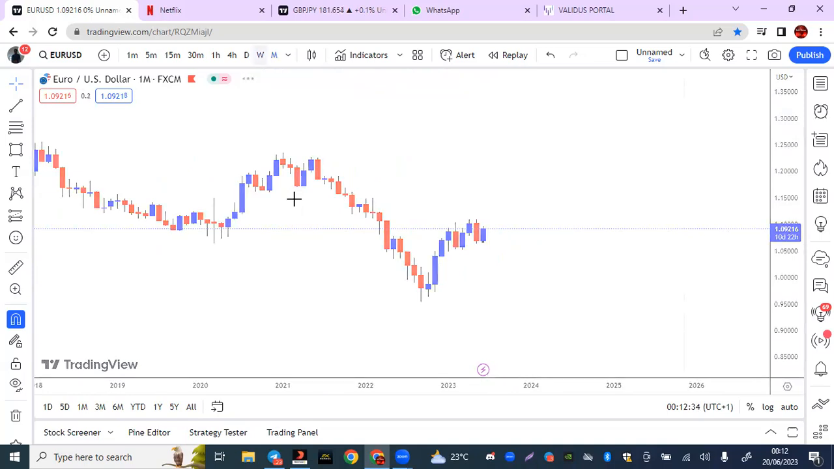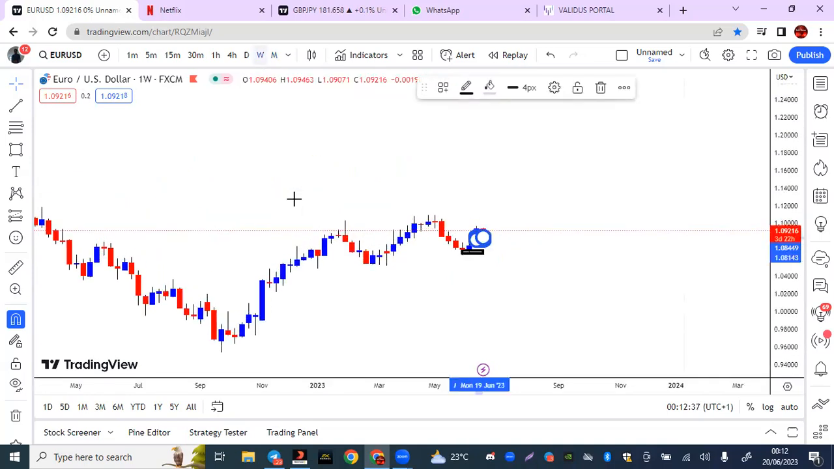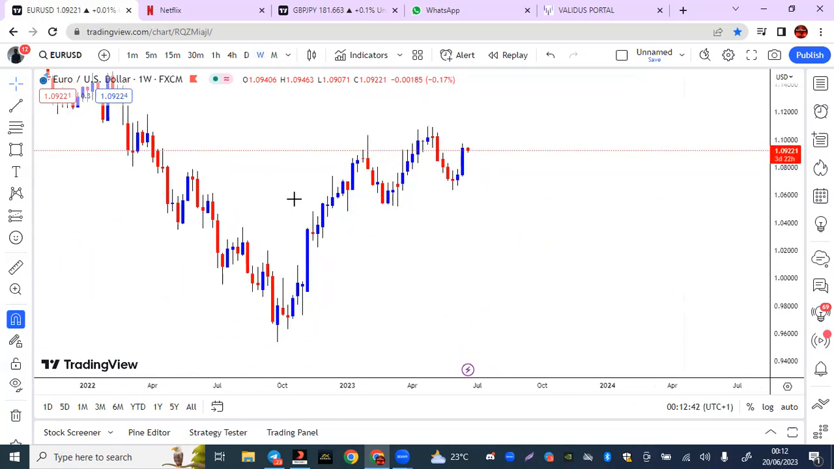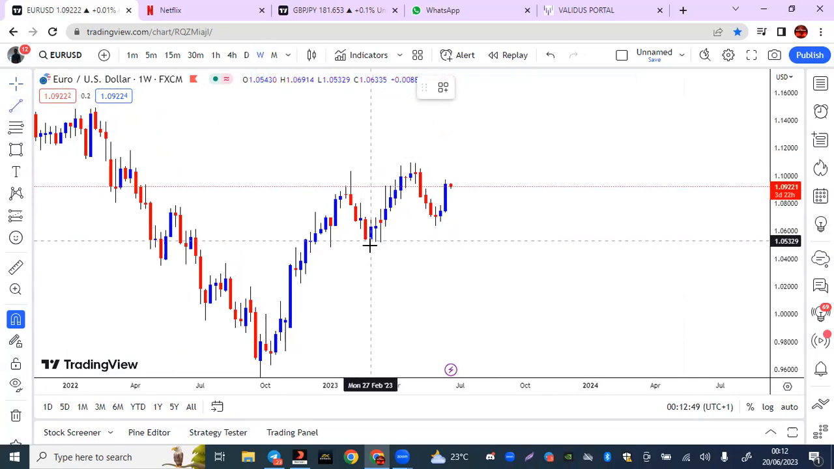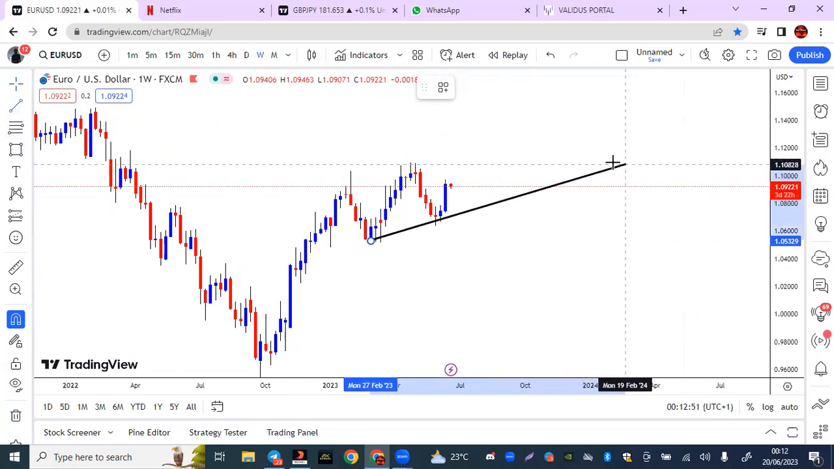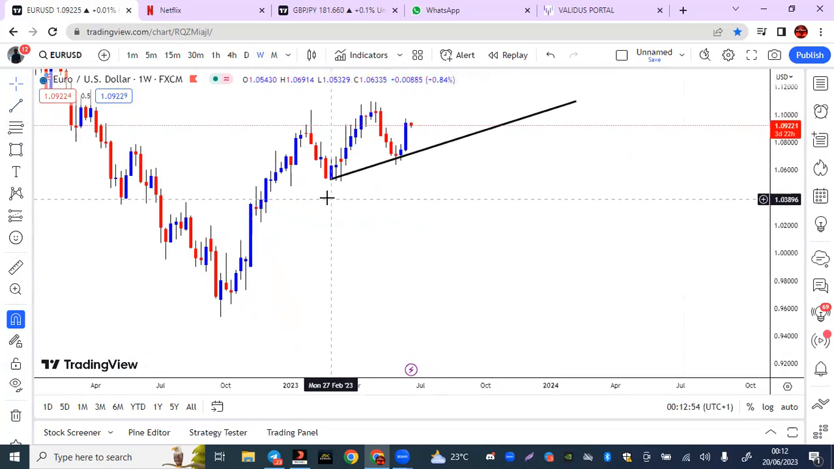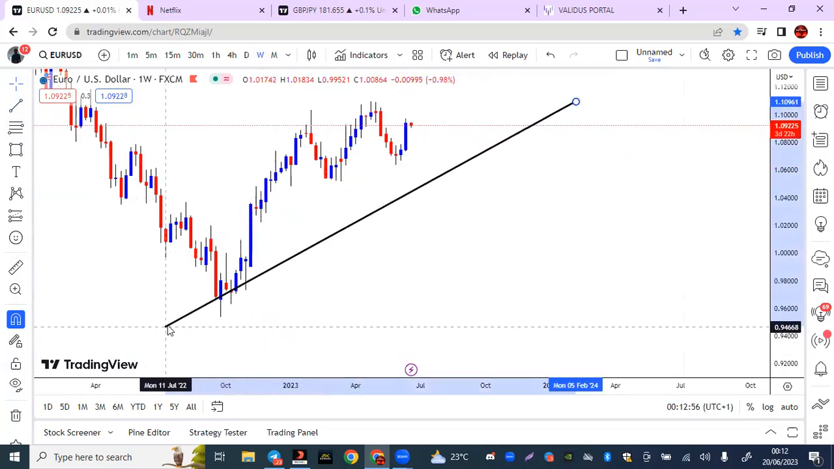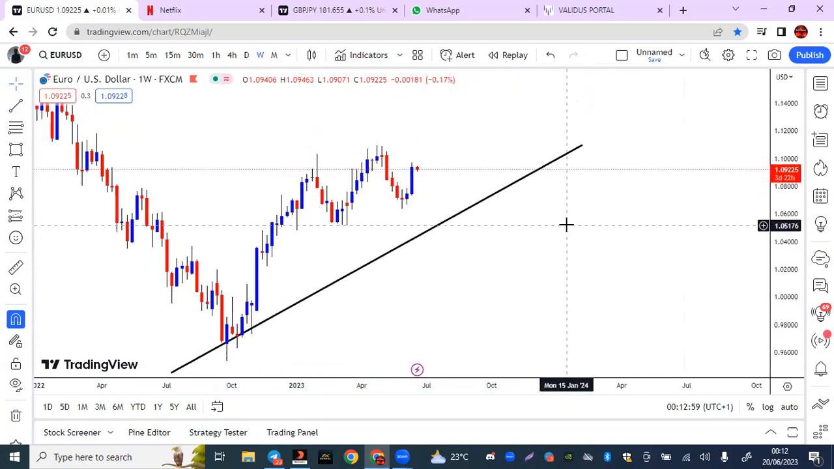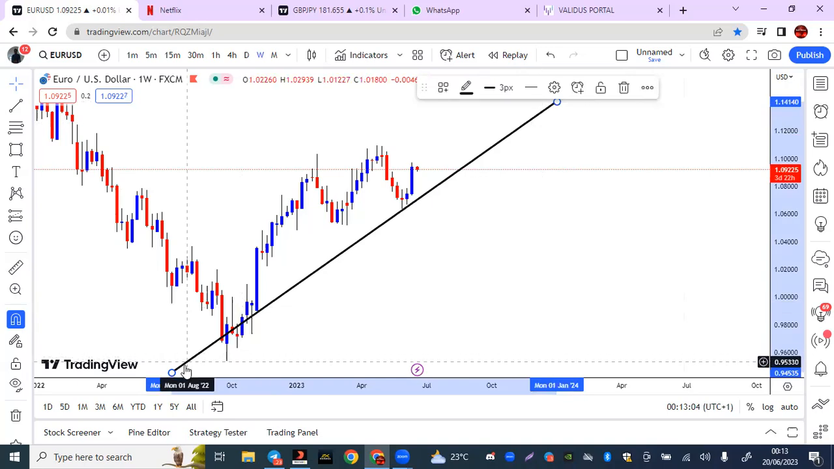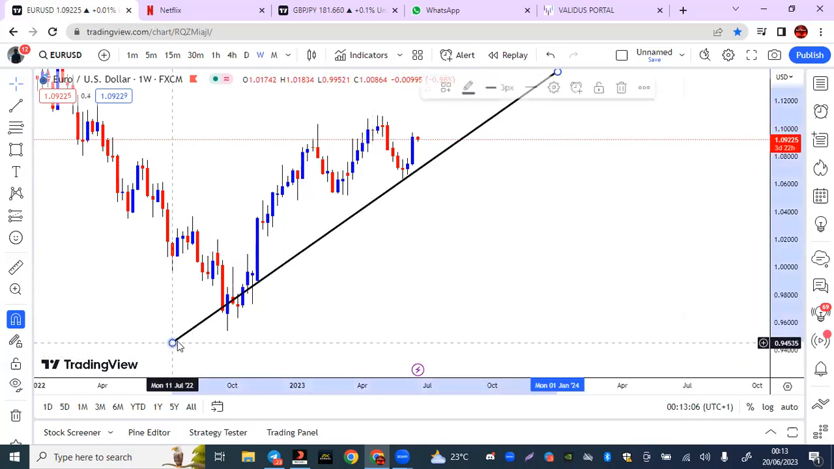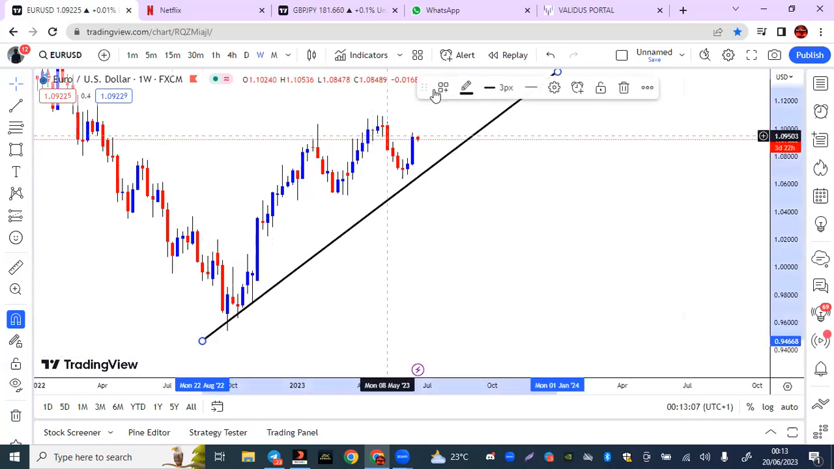So let me go to the weekly time frame for Euro USD. Okay, so now if I want to draw a trend line for this particular one, this is it. I'll start from here, at least 2, that's to connect 2. Now there are some people that will draw from here. This is also correct. You can also have what we call inner trend lines.